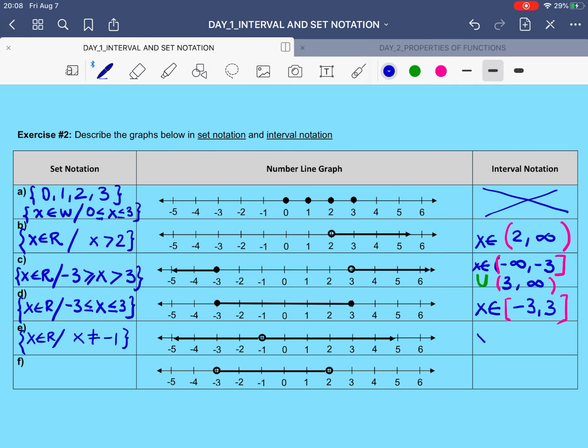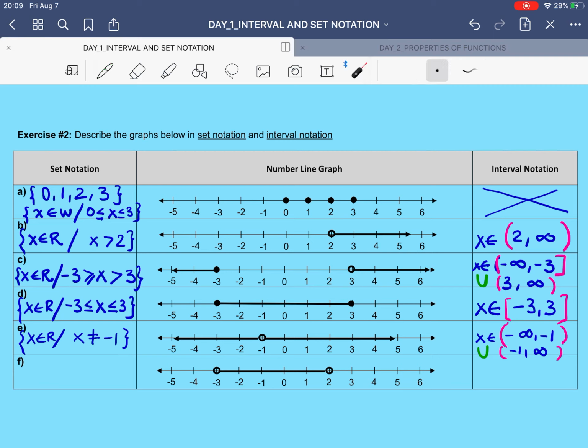In interval notation, we're going to use the same format as in example C. And we are going to write that x belongs to the interval -∞, -1, round brackets, and then -1 to infinity. And again, round brackets. And again, don't forget one last thing, the join symbol.